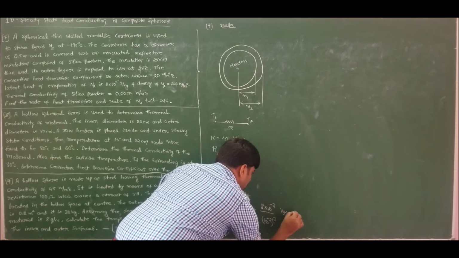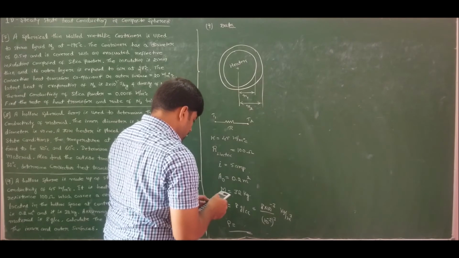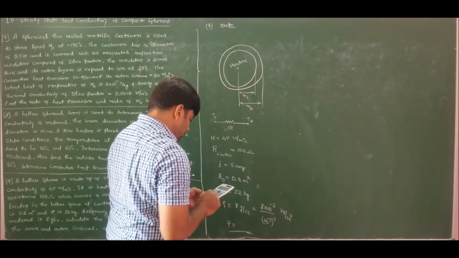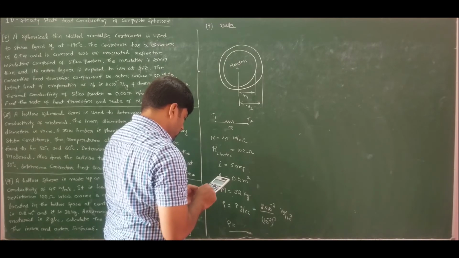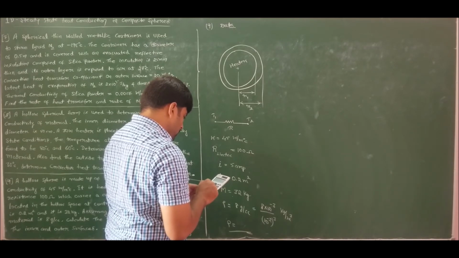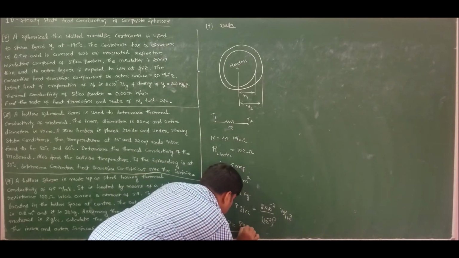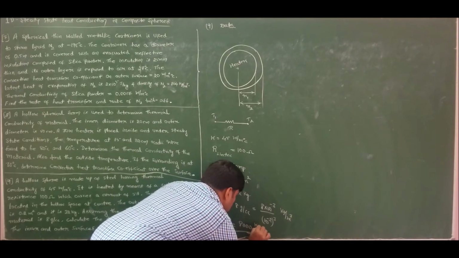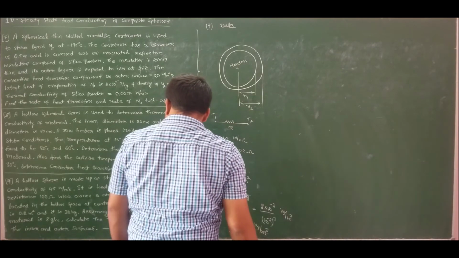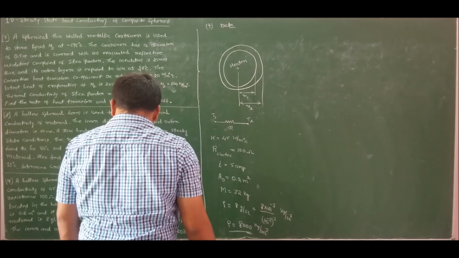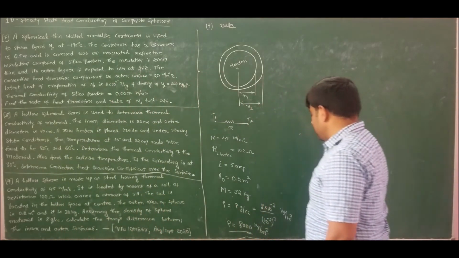per meter cube. So therefore density will turn out to be 8 into 10 to the power of minus 3 divided by 10 to the power of minus 2 whole cube, which is 8000 kg per meter cube. And he is asking us to find the value of delta T, that is T1 minus T2.